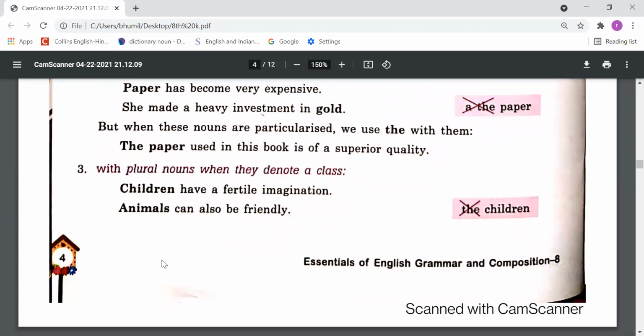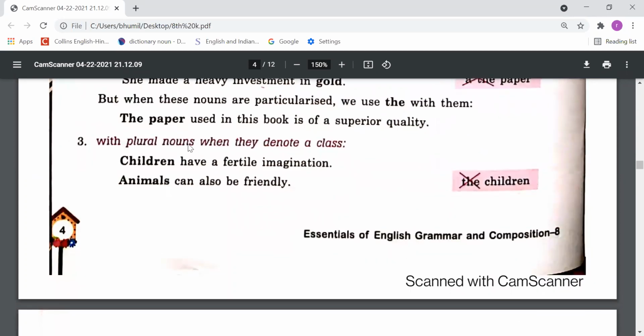Okay, let's come to the next point. Point number 3, with plural nouns when they denote a class. There is no need to use any article when we use plural nouns for the complete class, the complete race. Like: Children have a fertile imagination. We are not talking about one child, we are talking about the complete race. Animals can be friendly. We are talking about all animals. So when we use plural nouns for a complete race, there is no need to use any article.